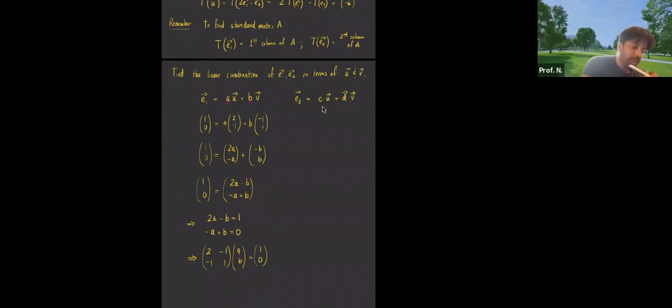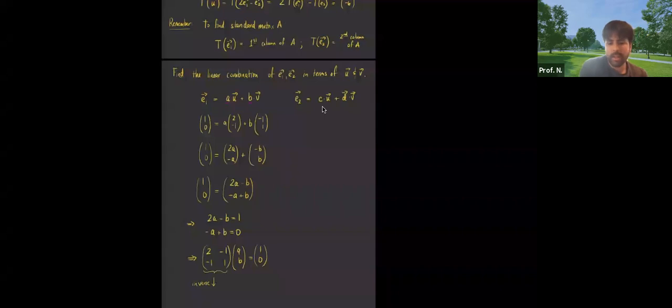So, can we quickly find the inverse of this matrix? Does anybody know how to find the inverse? What would be the inverse of 2, 1, negative 1, 1?